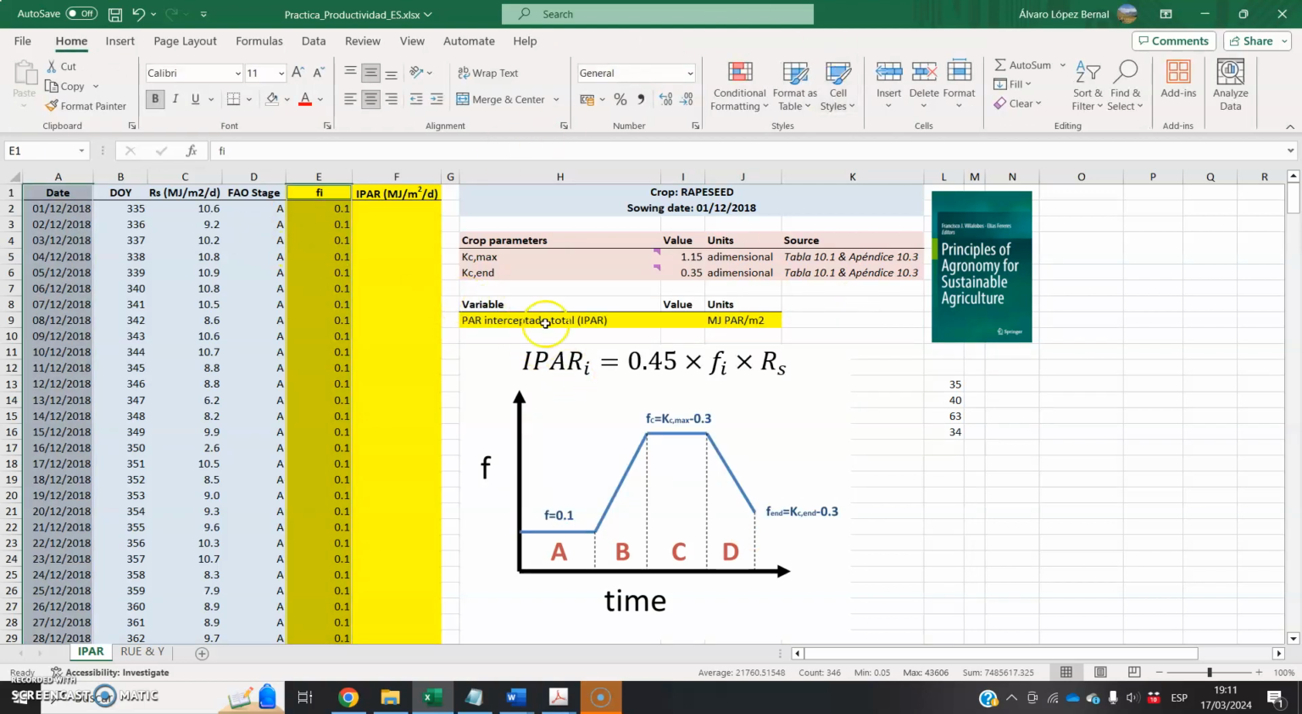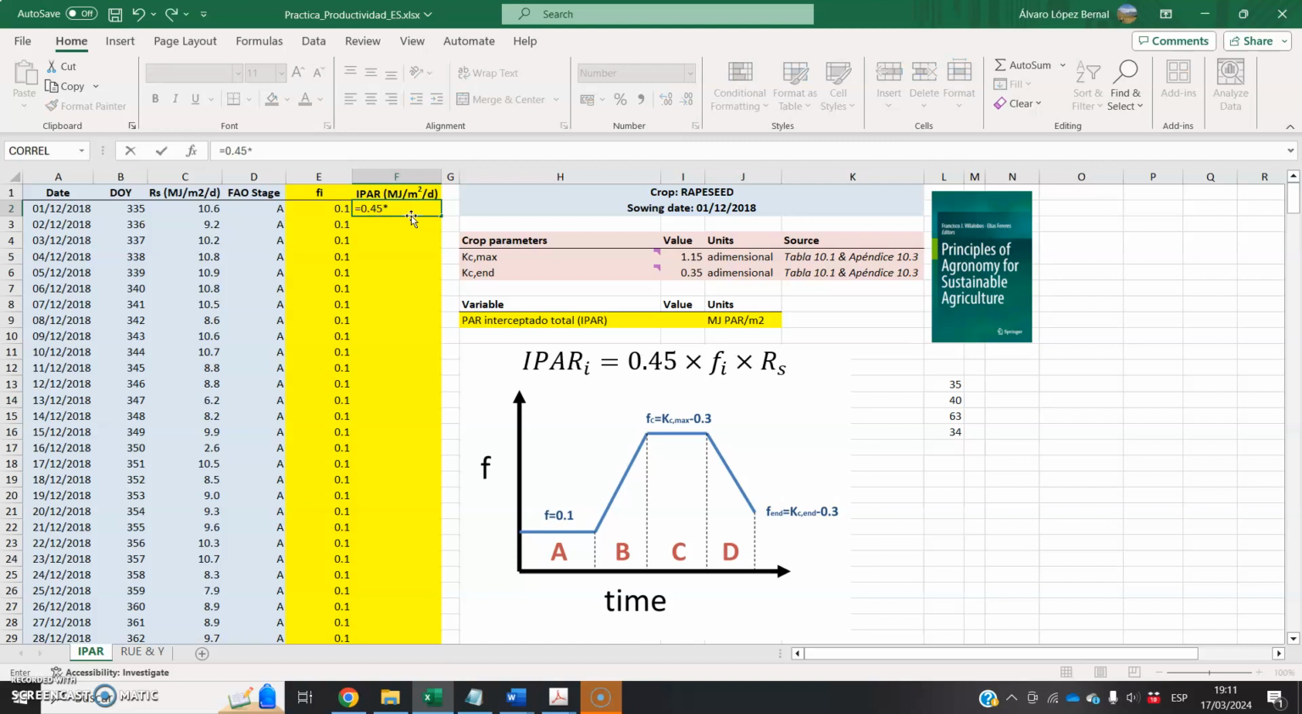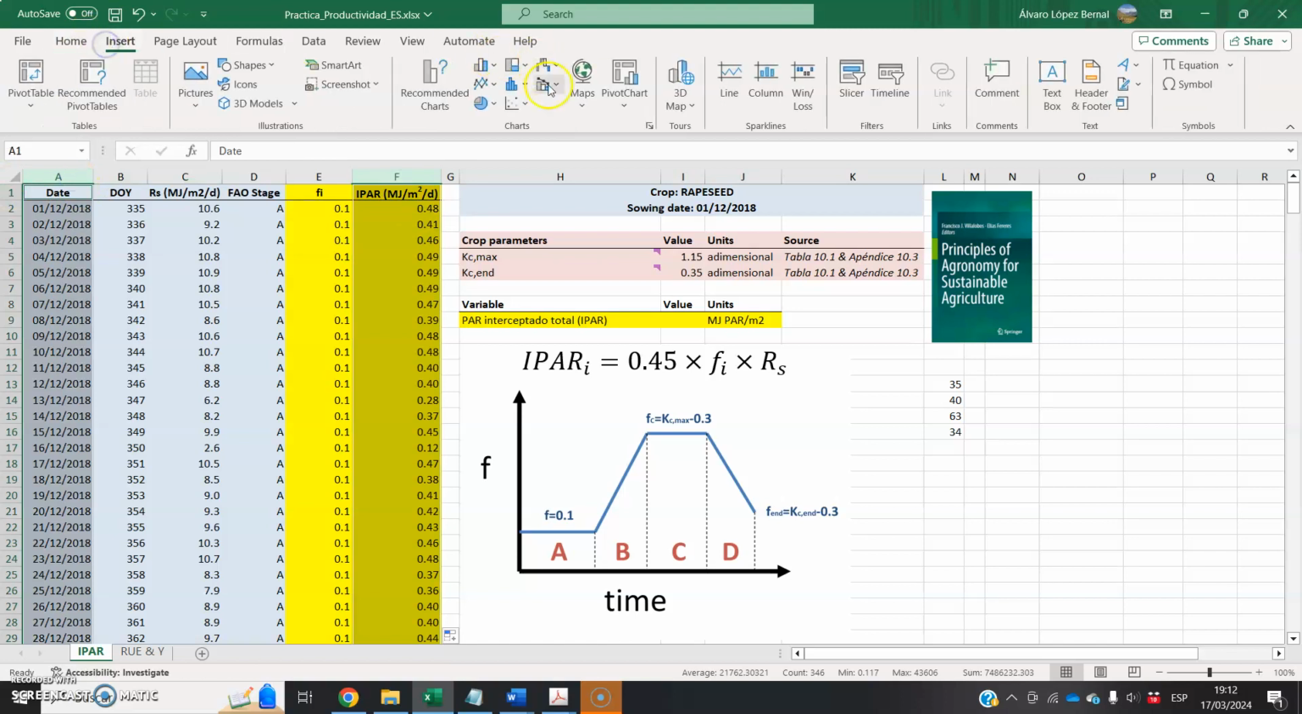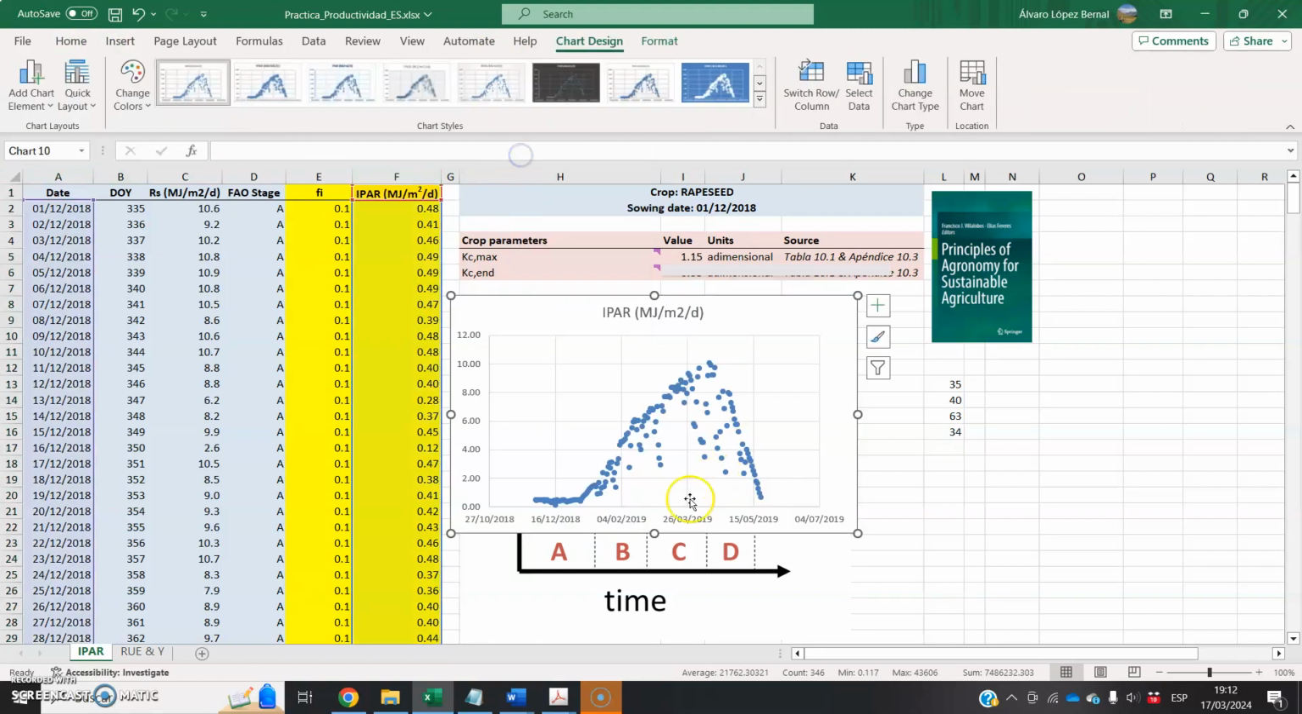Well, now that we have the fraction of intercepted radiation, we can calculate the total intercepted radiation by the crop on every day in the cycle. We will have to multiply the fraction of PAR over solar radiation, which is here, times the fraction of the radiation that is being intercepted by the crop. This will lead us to a pattern that is similar, but that has some points below the envelope because of the presence of cloudy days, of course.